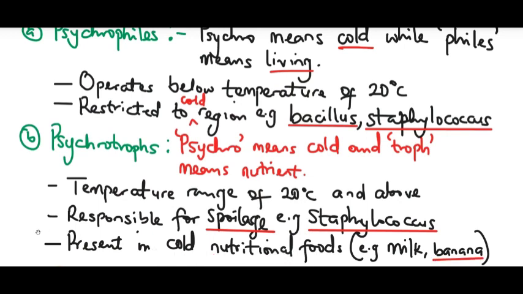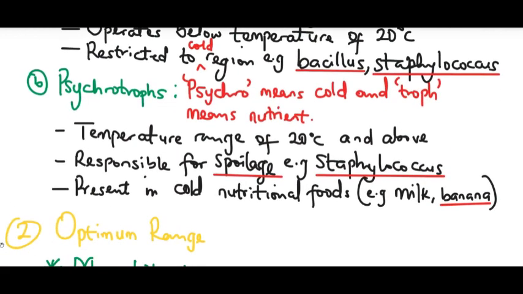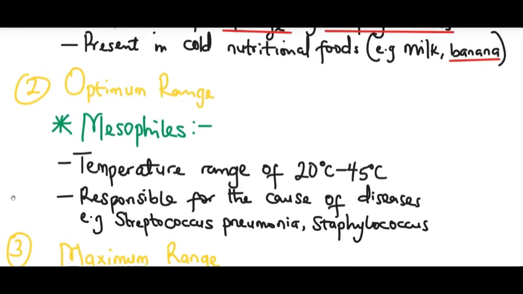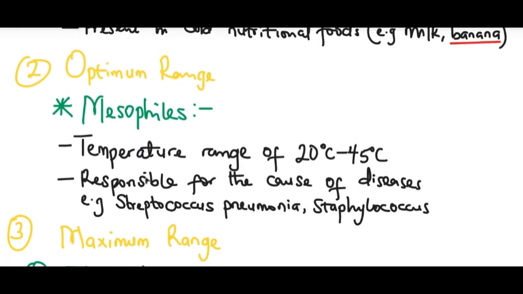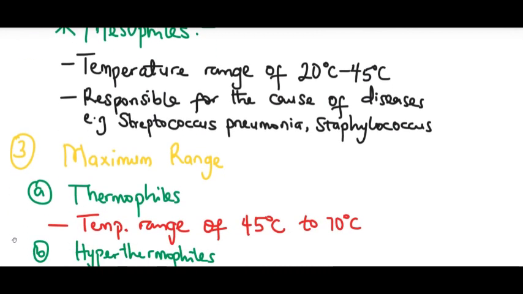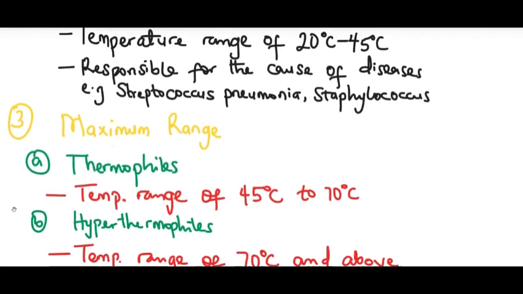The next is your maximum range or your optimum range. In your optimum range, you have only the mesophiles, which are responsible for causing disease. Examples are your Streptococcus pneumoniae and Staphylococcus, right? The next stage is your maximum range. Here you have the thermophiles and the hyperthermophiles. We've talked about their range earlier, right?